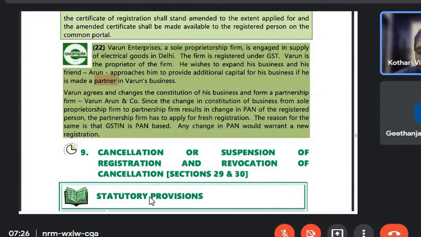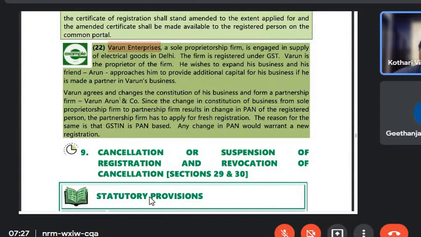That means what will happen? Will the PAN number be the same? The PAN number will not be the same. The PAN number will be different. So in this case, can the same GST number of Varun Enterprises continue? No. Whenever there is a change in PAN number, a new registration should be obtained. You cannot make a core field amendment.